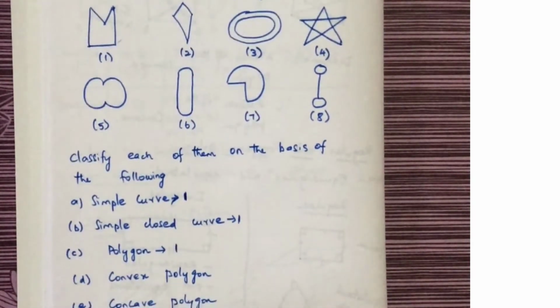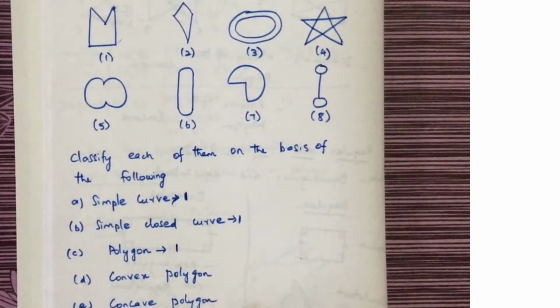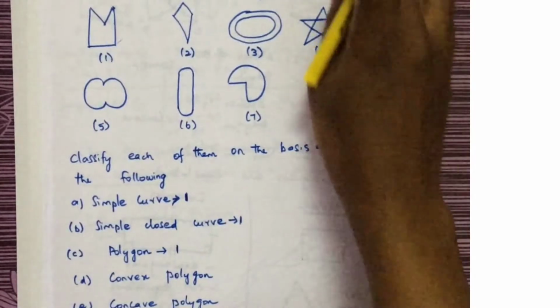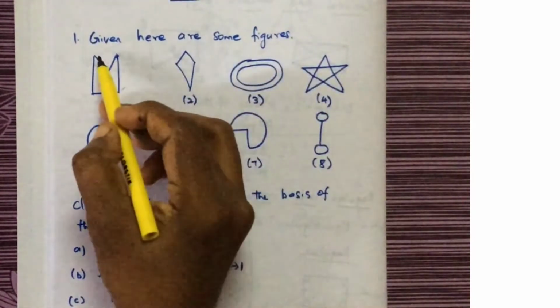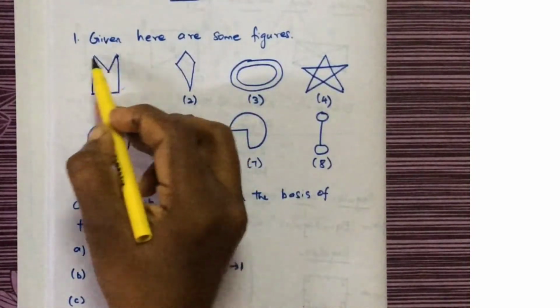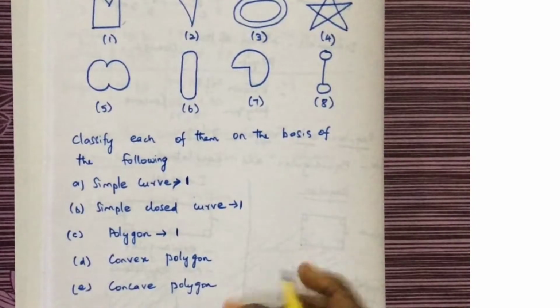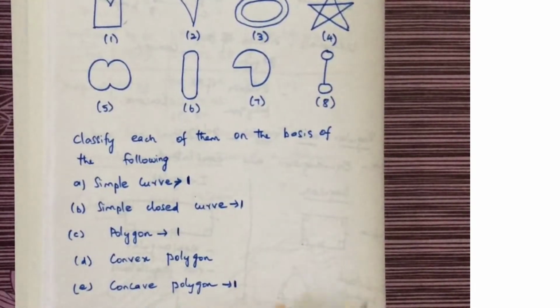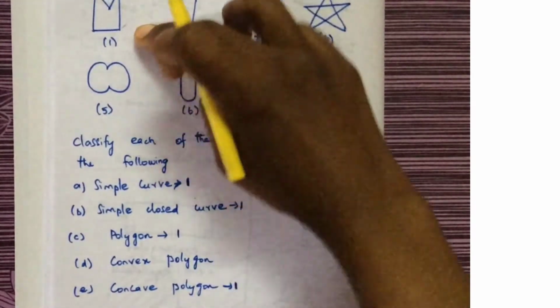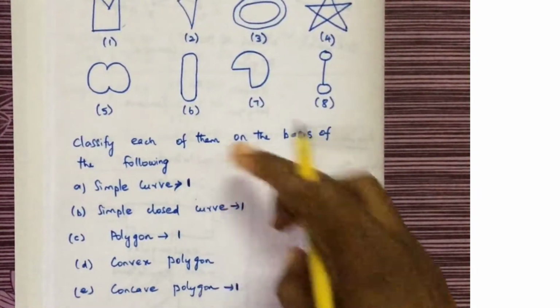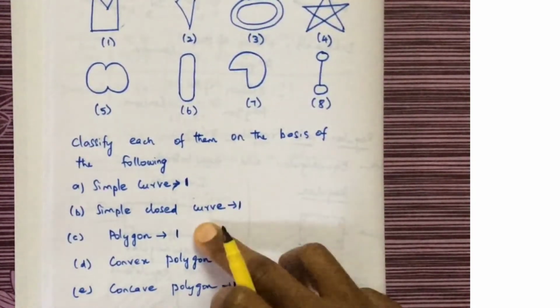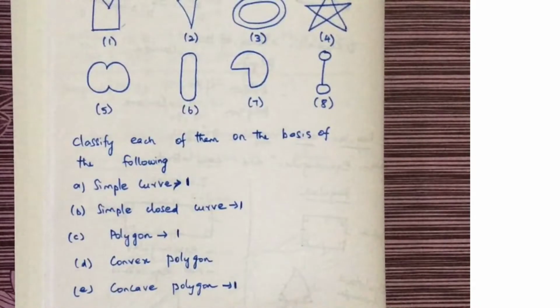The next thing is whether it is a convex polygon or concave polygon. This you have to find out by drawing the diagonals. So if you draw a diagonal from here to here, this diagonal is exterior to the polygon. So this is called a concave polygon. So the first figure is a simple curve, simple closed curve, polygon and also a concave polygon.